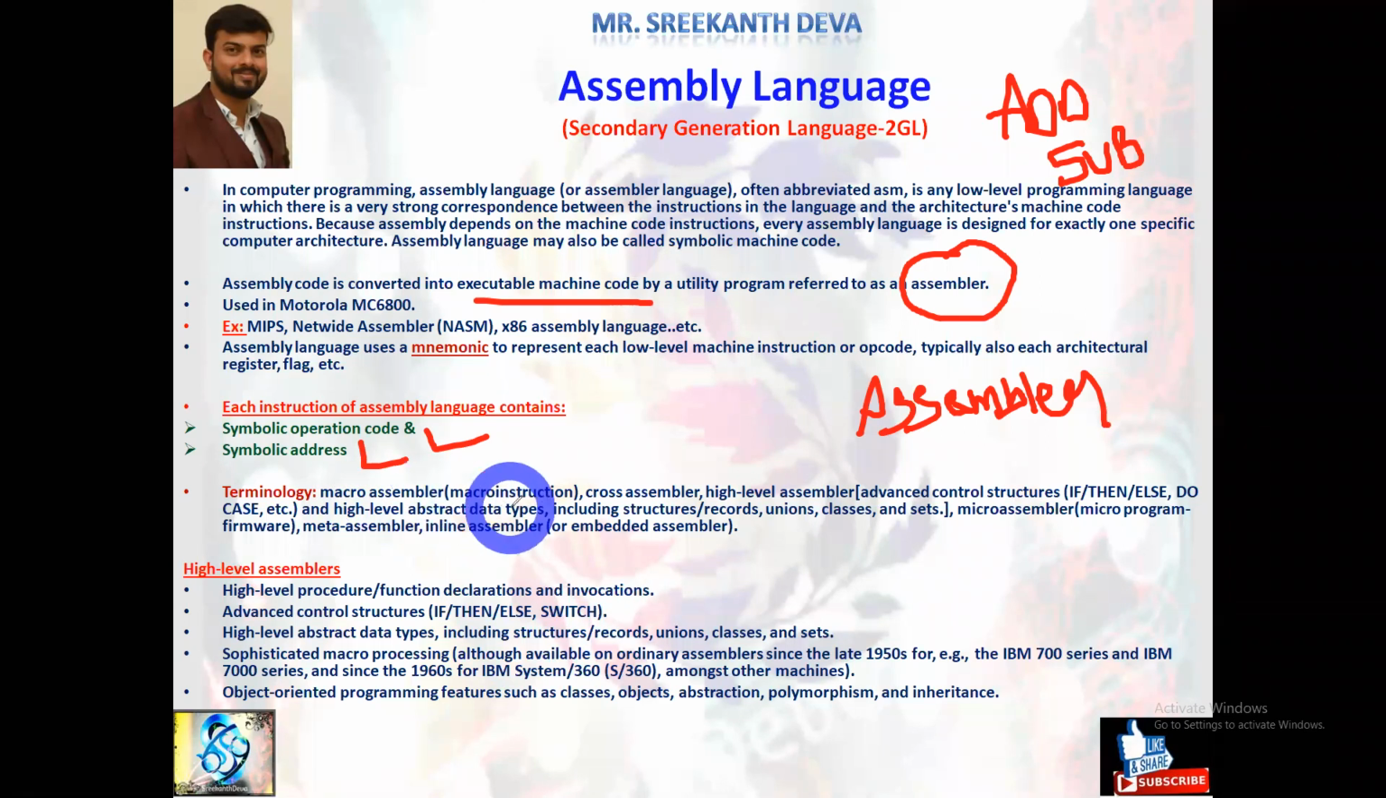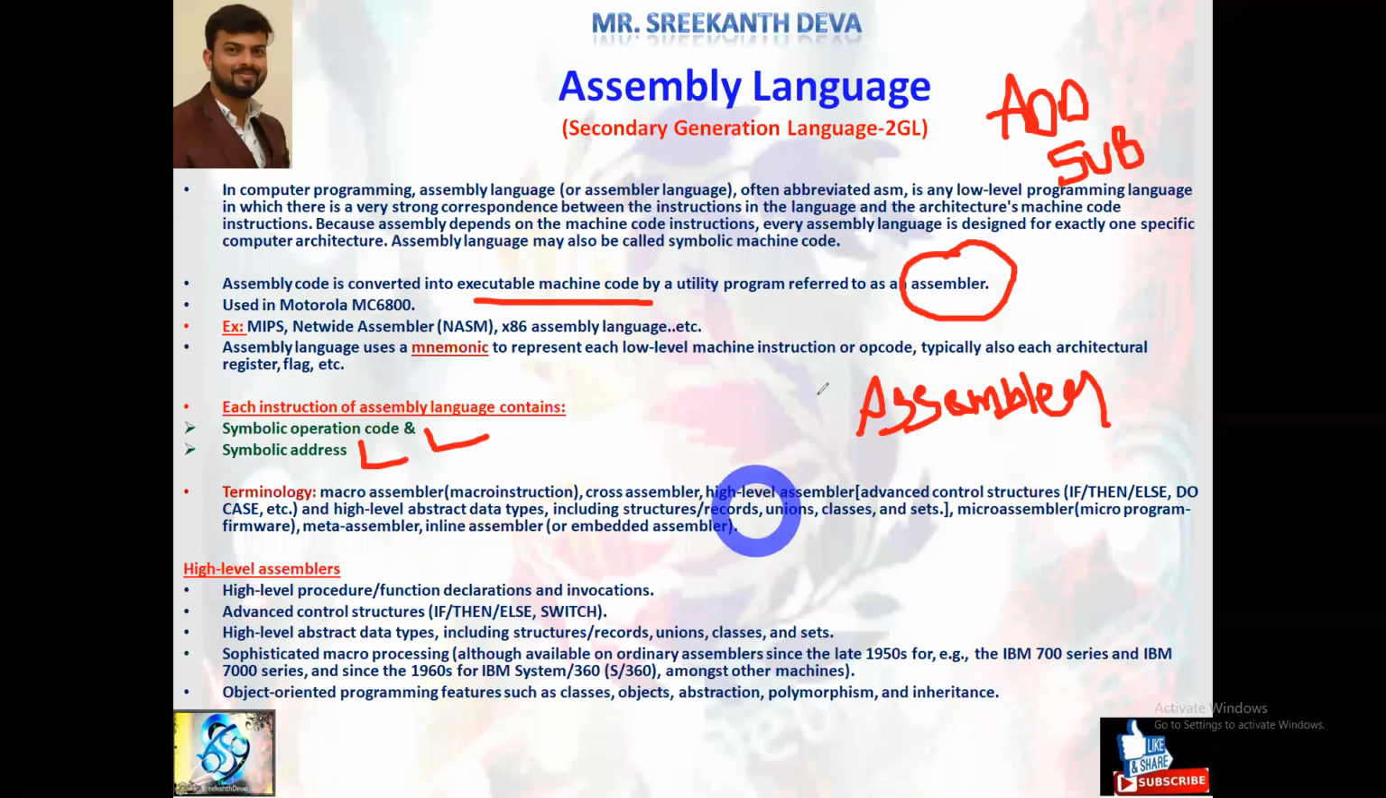Macro assemblers for macro instructions, with advanced control structures. High level assemblers and high level data abstraction data types, including structures, records, unions, micro assemblers like microprogram firmwares, and sophisticated macro processing were all available in the 1950s IBM 700 series, IBM 7700 series, and the 1960s IBM System 360, among other machines. Also object oriented programming features like classes, objects, abstraction, polymorphism, and inheritance.